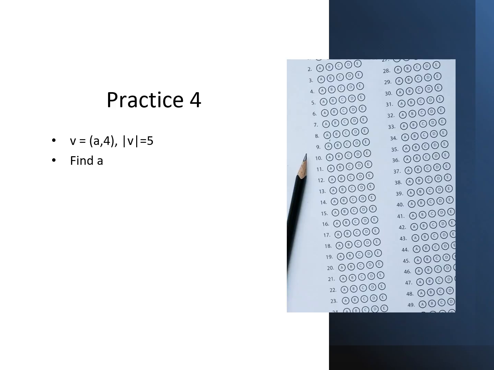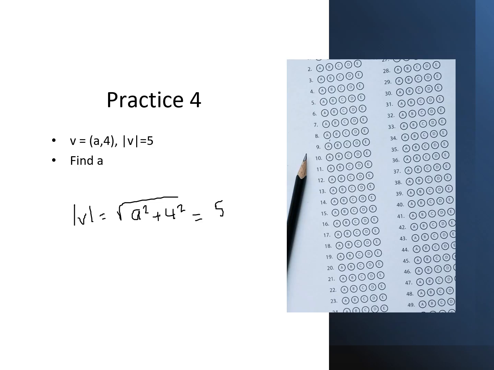Well, here we have a more challenging question. Vector A, 4, and the magnitude is 5, which is given. He's asking us to find A, so the working out will be the magnitude of V is equal to the root of A squared plus 4 squared, which is equal to 5. Now we have one equation with only one unknown, A.